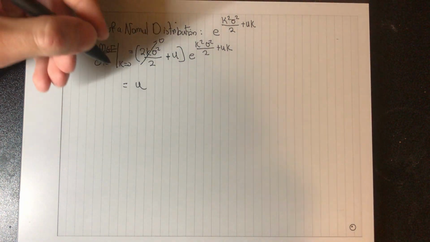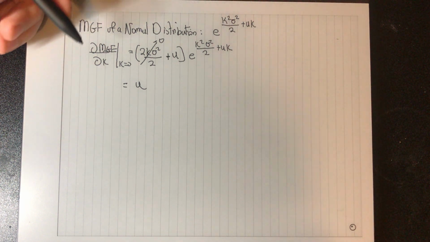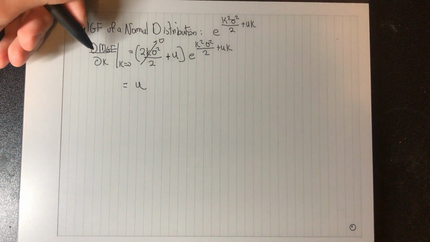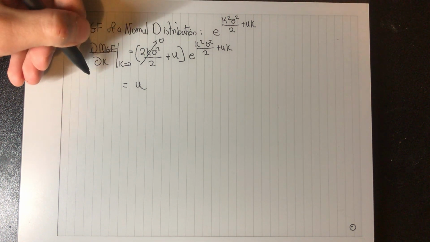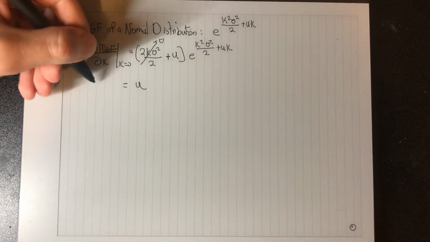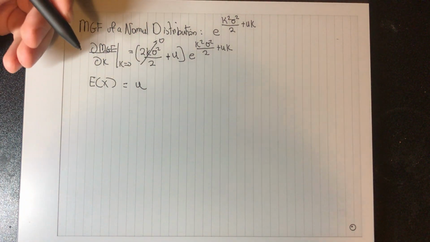And therefore, the first derivative of the moment generating function of the normal distribution with respect to k, setting k equal to 0, gives us mu. And that is indeed the expectation of x, i.e. the first raw moment.